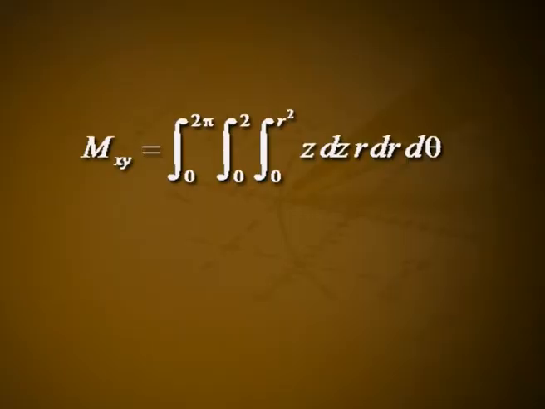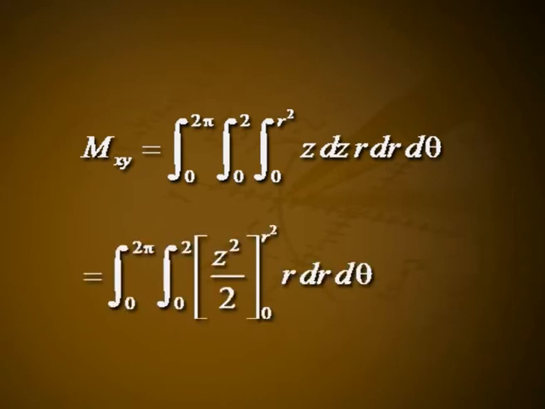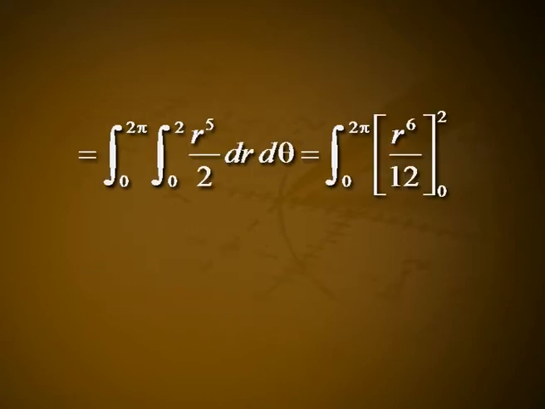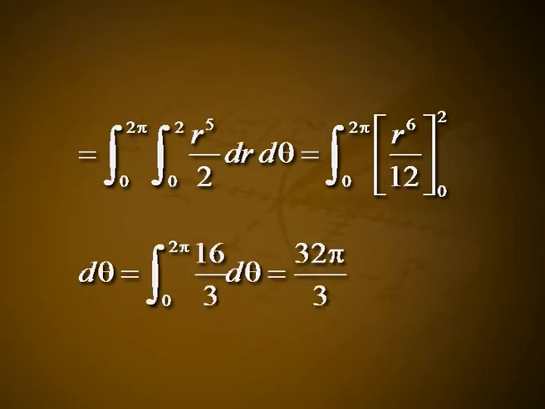Also, since δ = 1, the value of Mxy is equal to the integral from 0 to 2π, integral from 0 to 2, integral from 0 to r² of z dz r dr dθ, that is equal to integral from 0 to 2π, integral from 0 to 2 of [z²/2] from 0 to r² r dr dθ, that is equal to integral 0 to 2π, integral 0 to 2 of r⁵/2 dr dθ, that is equal to integral 0 to 2π of [r⁶/12] from 0 to 2 dθ, that is integral 0 to 2π of 16/3 dθ, that is equal to 32π/3.